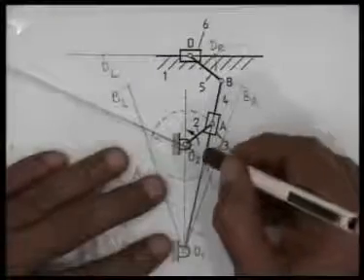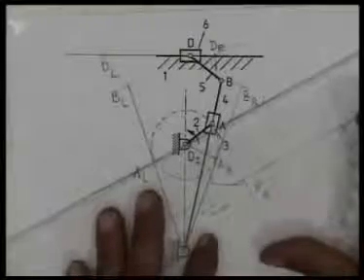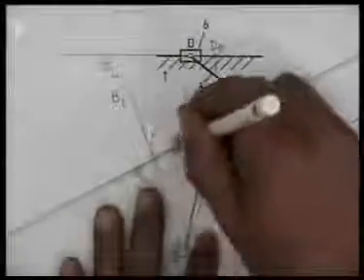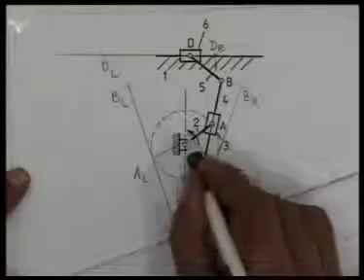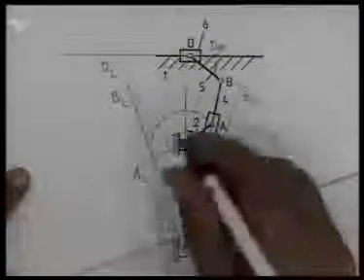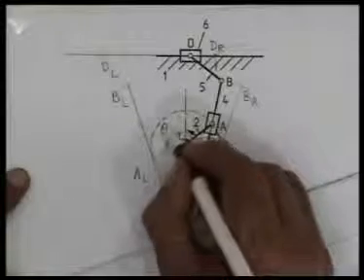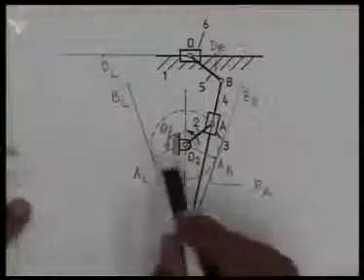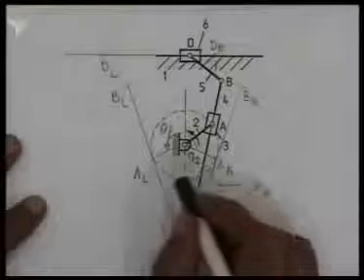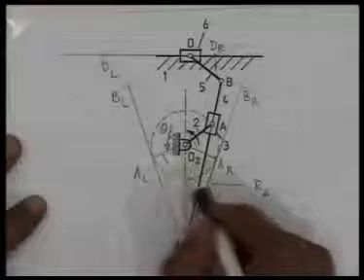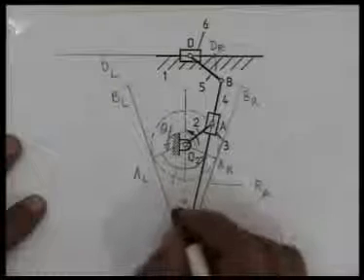Now to find the quick return ratio, we see that the link O2A rotates from O2AR to O2AL during the forward movement. So this is the angle through which link 2 is rotating during its forward movement, which I call theta f. Same way, during the return motion, the point A is going from AL to AR, that is link O2A is going from O2AL to O2AR and rotating through an angle which I call theta r.